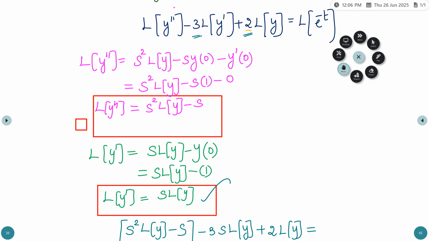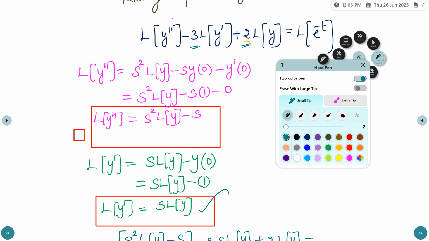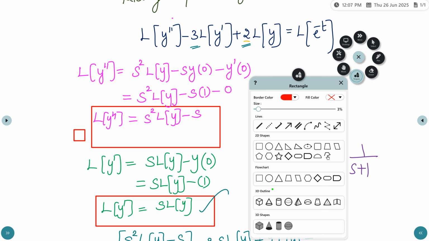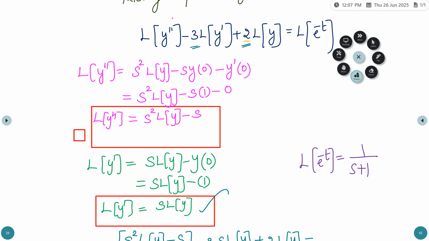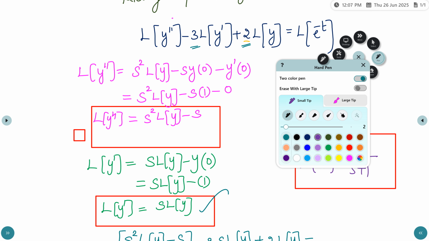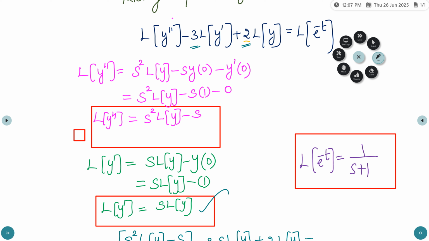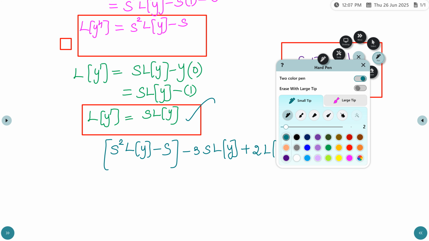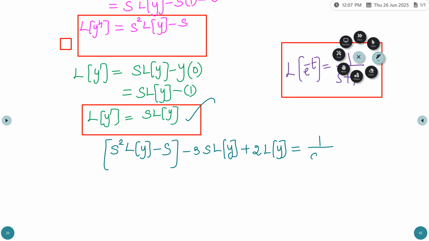what is L of e power minus t? Let us write the formula here. L of e power minus t is equal to 1 by s plus 1. This is our formula for Laplace transform of e power minus t. So apply this formula for the right hand side. L of e power minus t equal to 1 by s plus 1. So what about the right hand side here? Our right hand side is 1 by s plus 1.